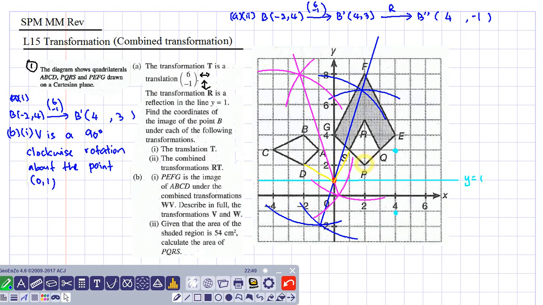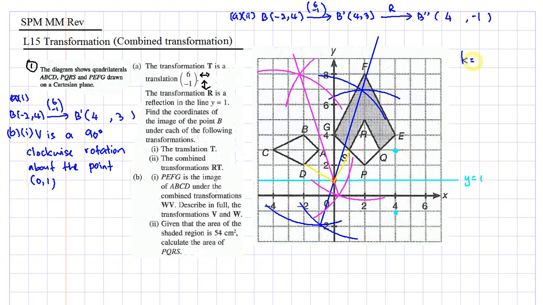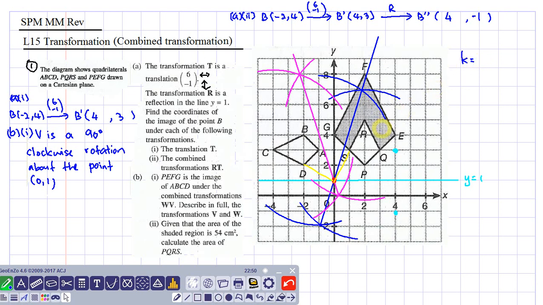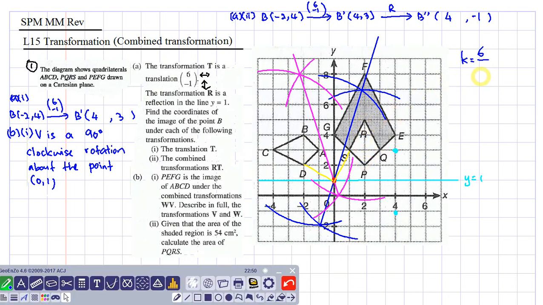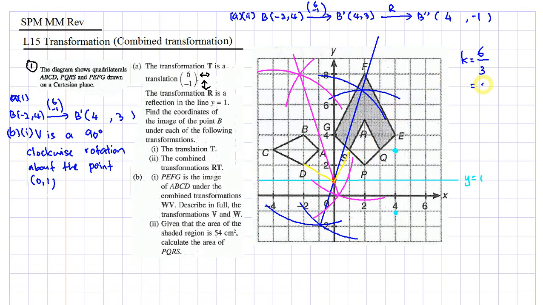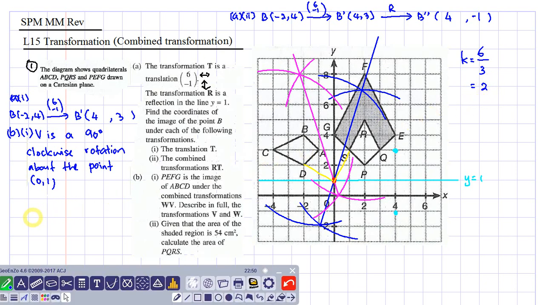So what are the scale factors? Scale factor normally we choose this horizontal line or vertical line. So I just choose this one and this one. So now I want to calculate the scale factor. So I calculate here K. Still remember image always on the top. So this is the image 1, 2, 3, 4, 5, 6. 6. Object 1, 2, 3. 3. So scale factor is 2. Okay, so now we can describe it.